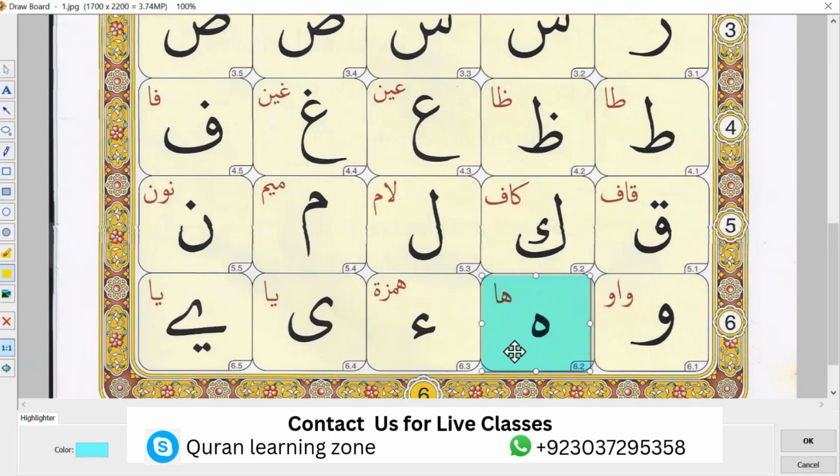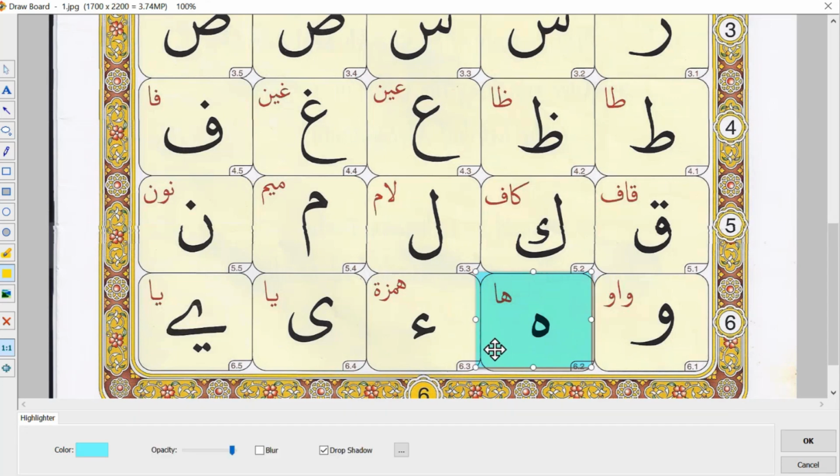Okay. And the next one is here, ha. Okay. And the next one is here, hamza. Hamza. You don't make this letter longer. Okay. These two letters are throat letters, and these two letters are read from the deep part of the throat. When you want to read it, you can feel the sound from the bottom of your throat. Hamza.